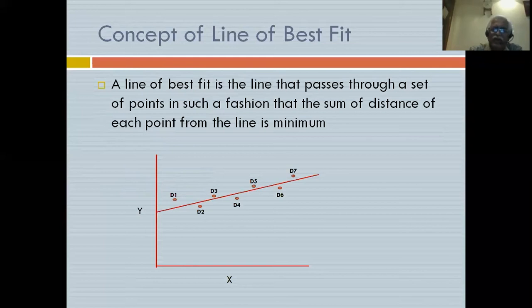Now, how will you measure it? You see that equation there.